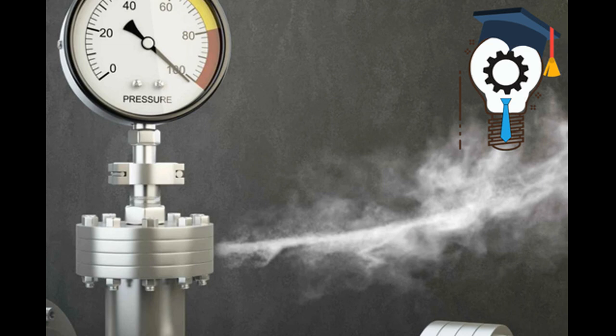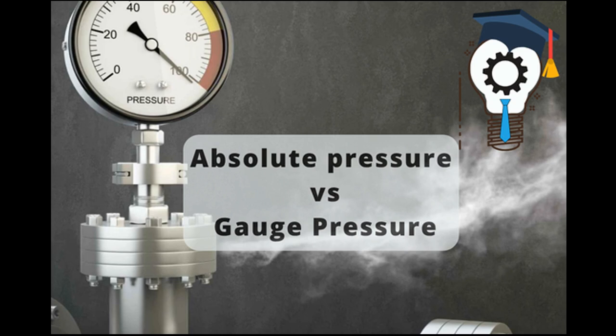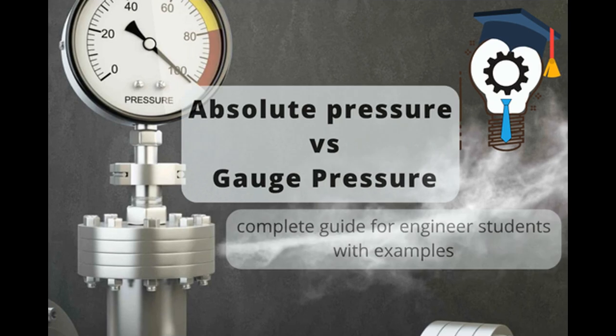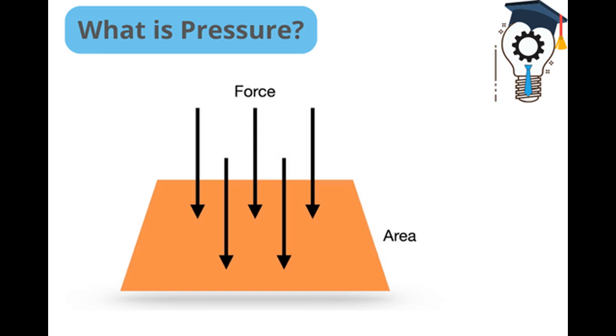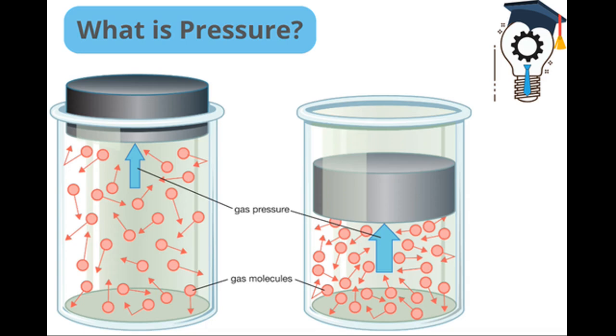Hello, everyone. Today we'll dive into one of the fundamentals of engineering, the concept of pressure. You'll learn about absolute pressure, gauge pressure, atmospheric pressure, and see where each is used in real-world engineering. Pressure is defined as the force applied per unit area. In engineering, it's measured in pascals, bar, or pounds per square inch, PSI. But did you know pressure isn't always measured the same way?